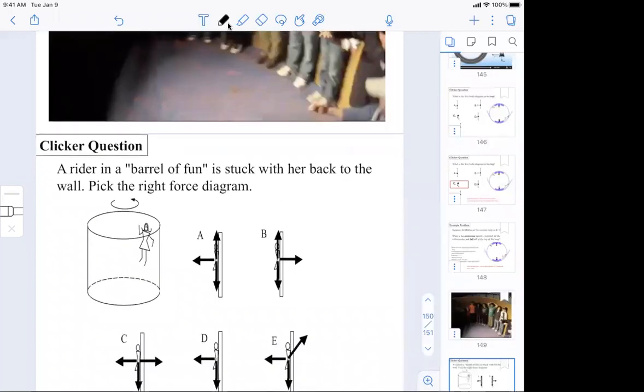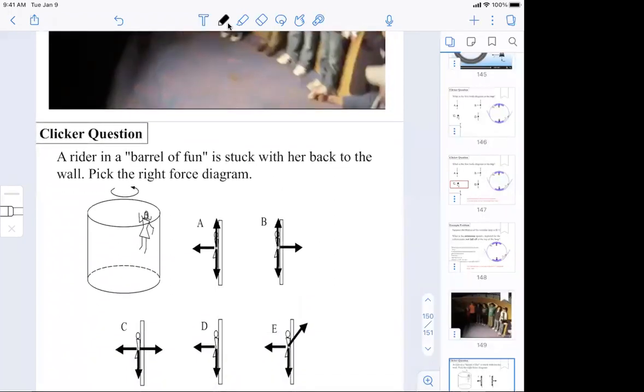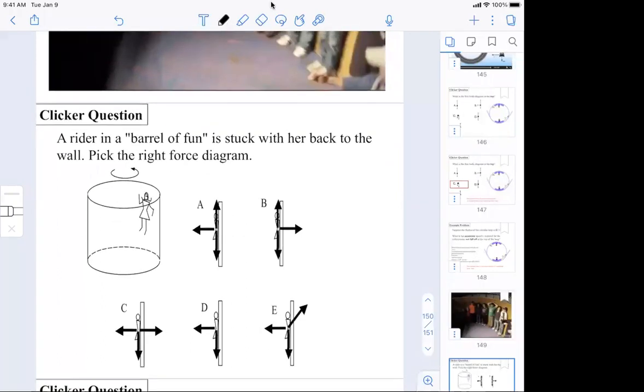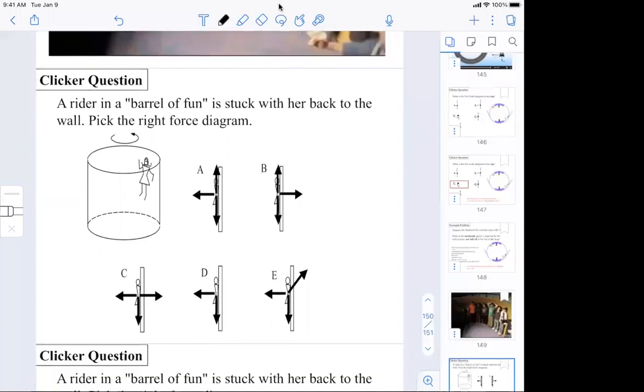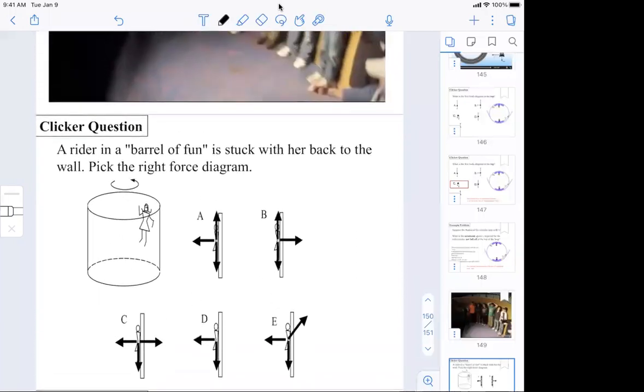So let's analyze the free body diagram of this situation, the forces acting on the person right now. I'm going to let you go ahead and vote on this question, before we delve more into labeling these forces.